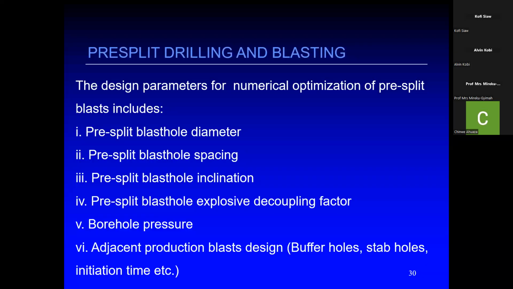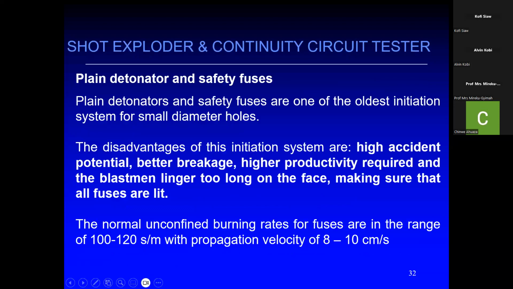Okay, so we move to the other part of our work. Usually, that's the short exploder and the continuity circuit tester, which is used. Usually, when we are at UMaT over here, we hear some vibration. Today you are going to see the tool that is used to give the initiation system.